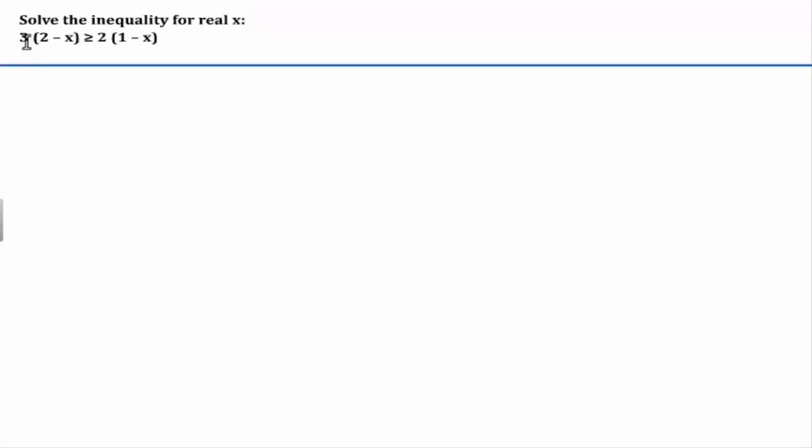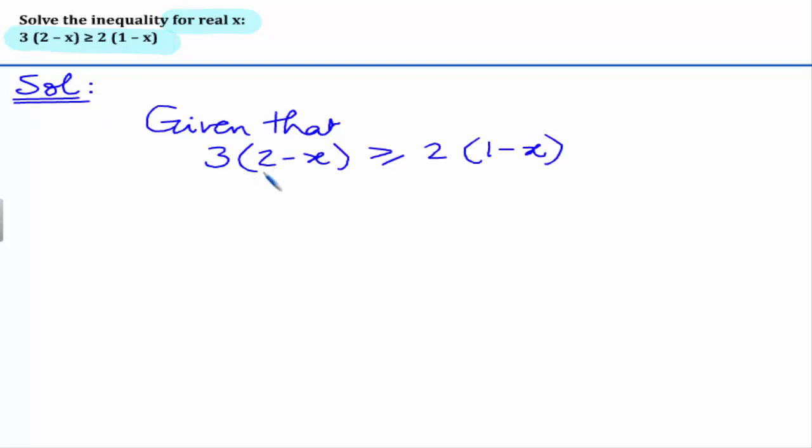Solve the inequality 3 into 2 minus x is greater than or equal to 2 into 1 minus x for the real values of x. Let us see the solution for this problem now. The given inequality is 3 into 2 minus x is greater than or equal to 2 into 1 minus x. On simplifying this, we get 6 minus 3x is greater than or equal to 2 minus 2x.